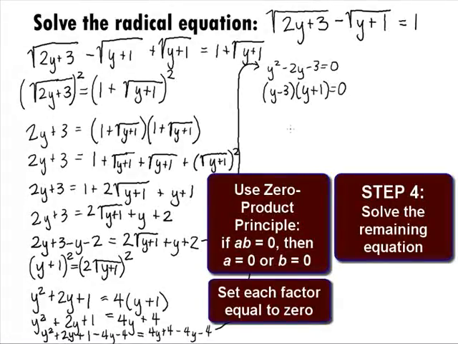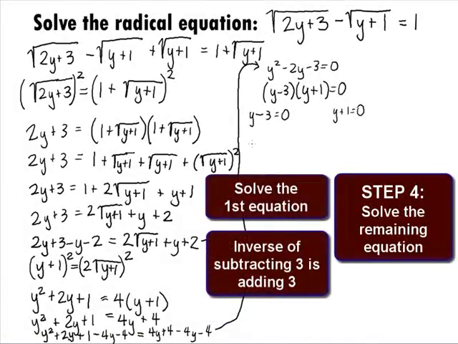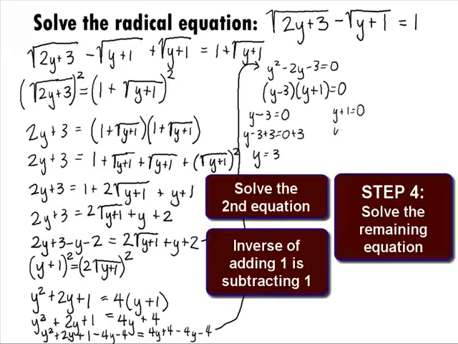Setting the first factor equal to 0, we get y minus 3 equal to 0. And setting the second factor equal to 0, we get y plus 1 equals 0. In the first equation, we can do the inverse operation of adding 3 to both sides and get y minus 3 plus 3 equals 0 plus 3, which simplifies to be y equals 3. In the second equation, the inverse operation we can do is subtract 1 from both sides and get y plus 1 minus 1 equals 0 minus 1, which gives us y equals negative 1.